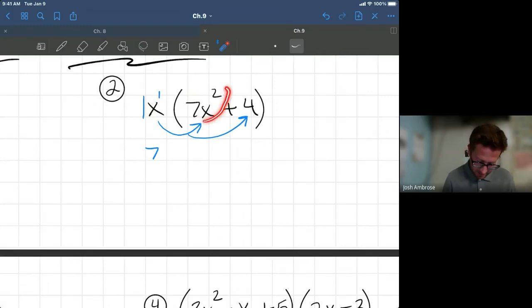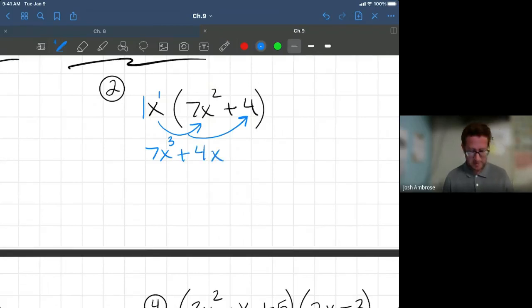Then I have x squared multiplied by x to the power of 1, same base, add the exponents. So x squared times x to the power of 1 is going to give me x to the power of 3. And then we have this final piece where you have a 4 multiplied by an x, which will simply be plus 4x.